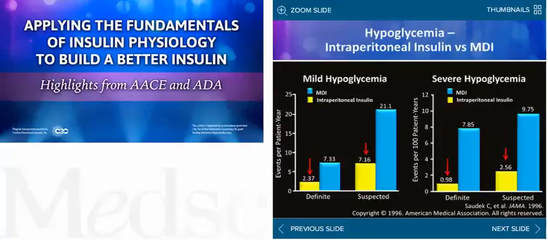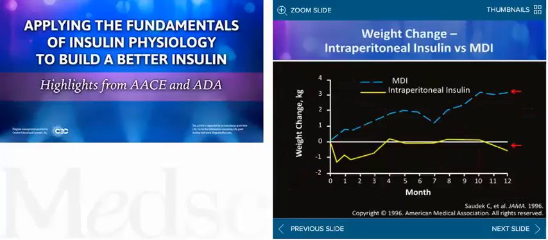What was also different were rates of hypoglycemia. On the left, mild hypoglycemia is seen as events per patient per year, and both definite and suspected events were about a third lower with intraperitoneal insulin versus multiple daily injection subcutaneous insulin. On the right, severe hypoglycemia defined as the assistance of another person. Both definite events and suspected events were much lower, almost 3 to 7-fold lower with intraperitoneal insulin versus subcutaneous insulin.